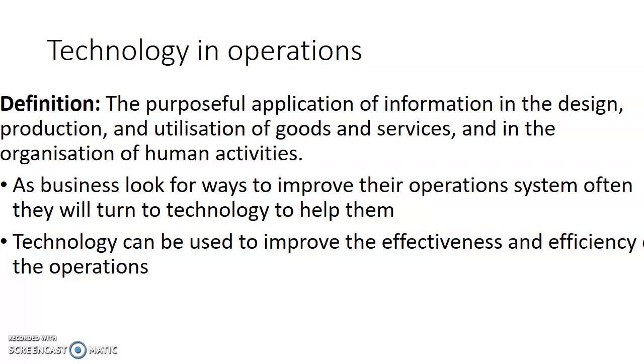So you need to make sure that you're using your processes wisely and that they are actually relevant to your business objectives. Okay, as businesses look for ways to improve their operations system, often they will turn to technology to help them. Now, when you're looking at your business, if you want to improve your operations, you will need to look at technology. You will need to have some technology to be able to produce faster. If you're manufacturing, the production will increase. Okay, so technology is really important.